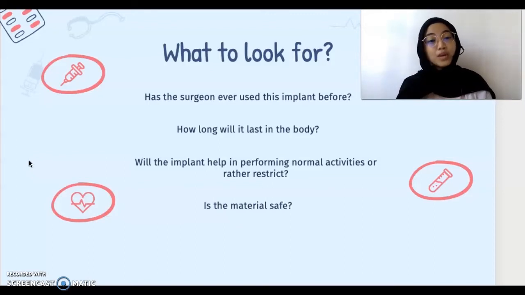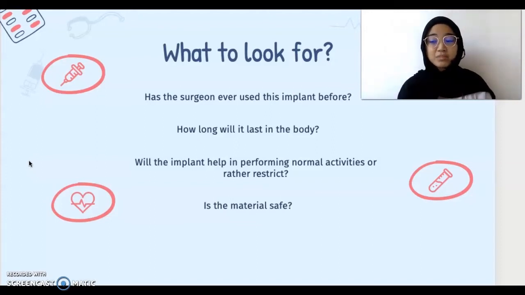Secondly is, how long will it last in the body? We wouldn't want an implant that requires the patient to keep returning to the hospital to change their implants. We want something that will last. Third is, will the hip implant help in performing normal activities or rather restrict? The main reason why someone would get a hip implant is to ease their daily routine and not burden it. And last but not least, is the material safe?